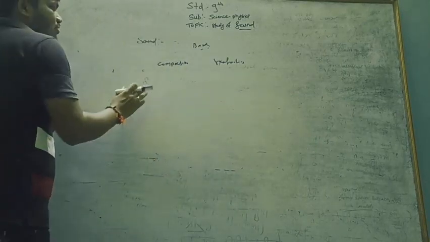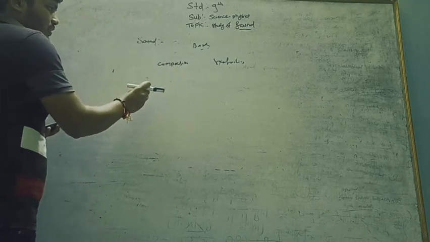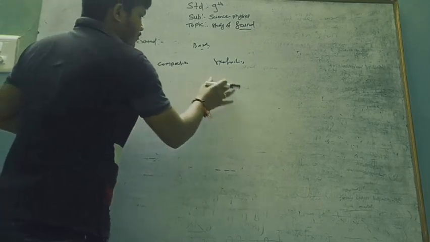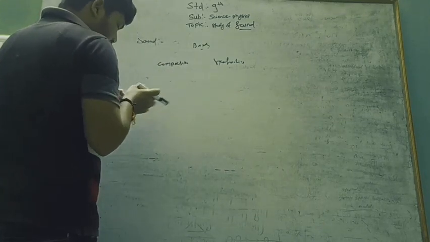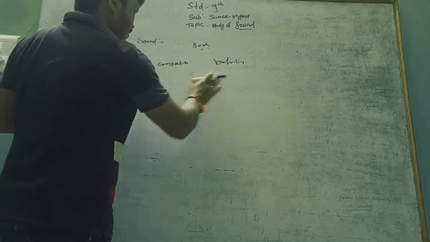What is meant by compression? Compression is nothing but the part of higher density. Here the particles of the wave come close to each other, meaning the distance between the particles is very small as compared to the rarefaction. Those are the bands of greater and lesser density. Which band is of greater density? That's the compression. And the lower density is the rarefaction.